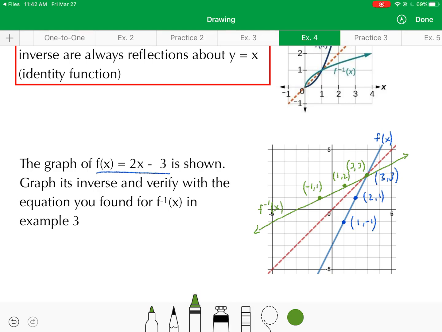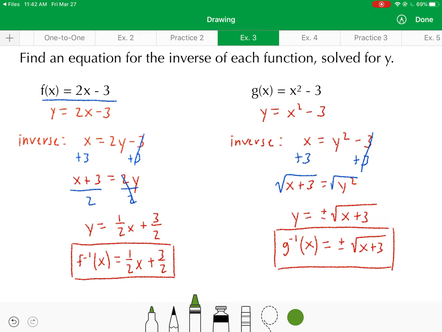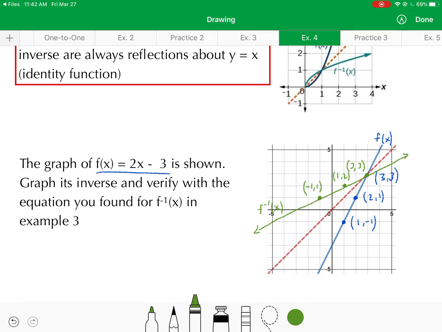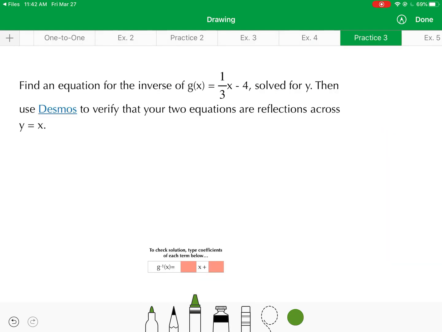So let's verify the green line. Back in example 3, we said that the inverse of f of x should equal 1/2 x plus 3 halves, right? And I think that line does in fact match. If you locate the slope of that line from point to point, up 1, right 2, and then notice the y-intercept right here, that appears to be about at 3 halves or 1.5. All right, click over to practice 3.